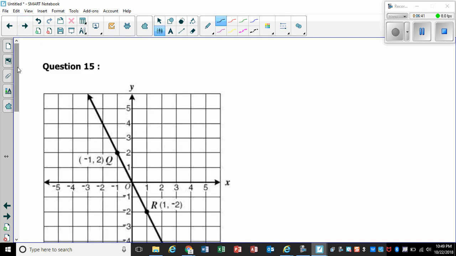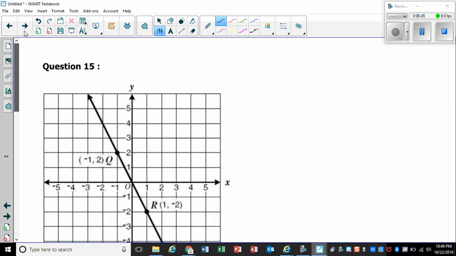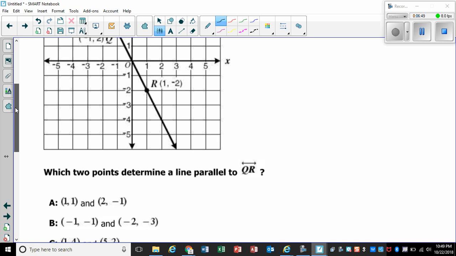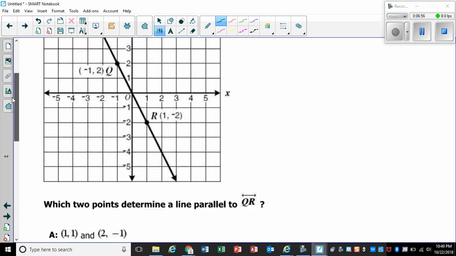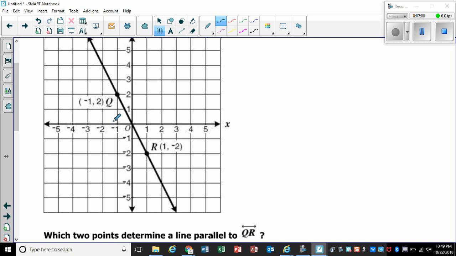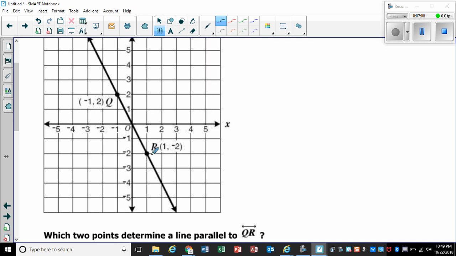All right, so 15 comes from what we learned in the last class. This one is asking which 2 points determine a line parallel to QR. You can plot it, or what you can do is find the slope of this line and then compare the slopes. I think that's what they probably want you to do. So let's find the slope of this line.